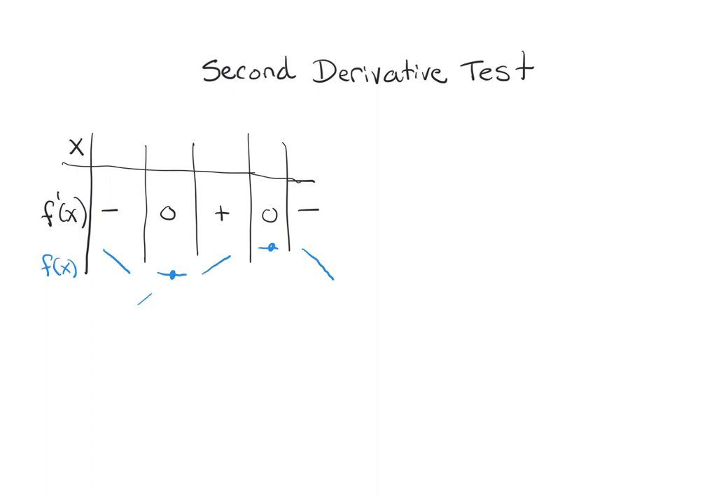Well, a minimum point happens when f of x is concave up, and a maximum point happens when it's concave down. So concavity we can get from the second derivative test. So we're going to be finding those points using the second derivative, and we don't even need to make a sign chart.